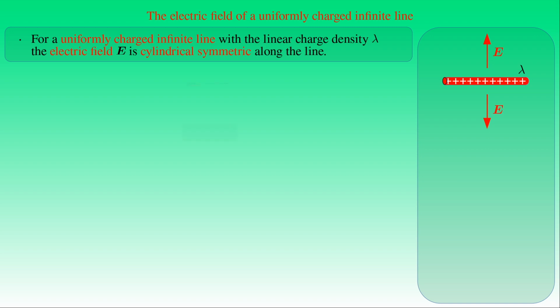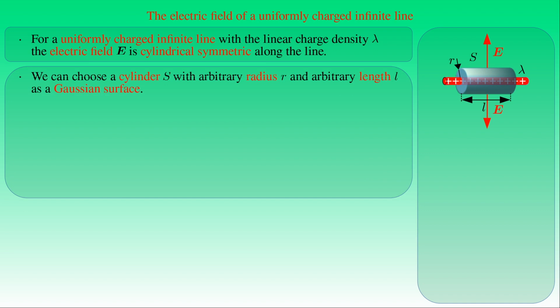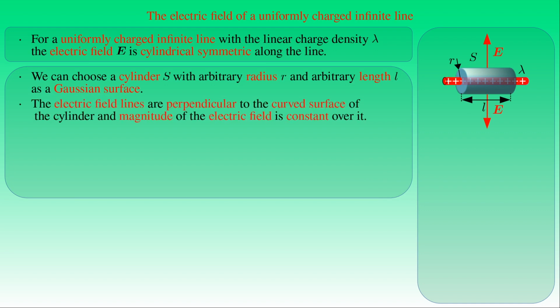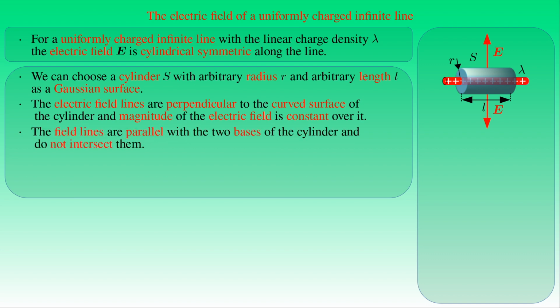Therefore, we can choose a cylinder S with arbitrary radius r and height or length L as a Gaussian surface such that its axis is along the charged line. For such a choice, the electric field lines are perpendicular to the curved surface of the cylinder and the magnitude of the electric field is constant over the surface. At the same time, the field lines are parallel with the two bases of the cylinder and do not intersect them.